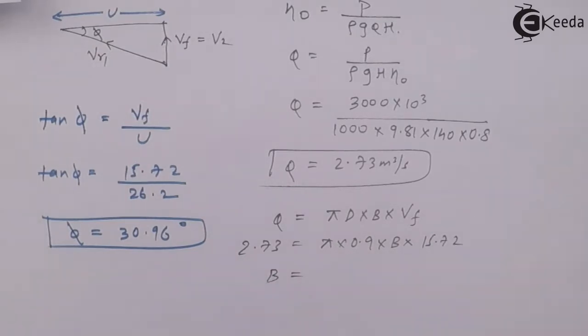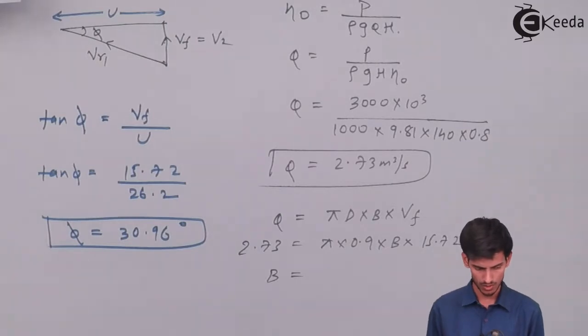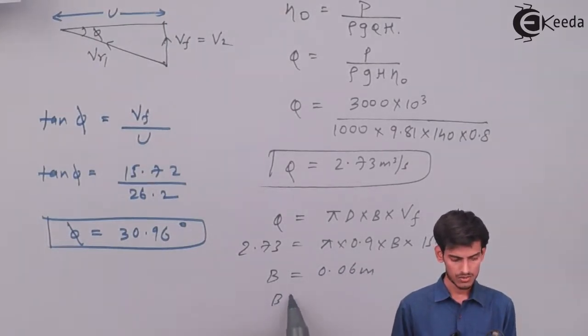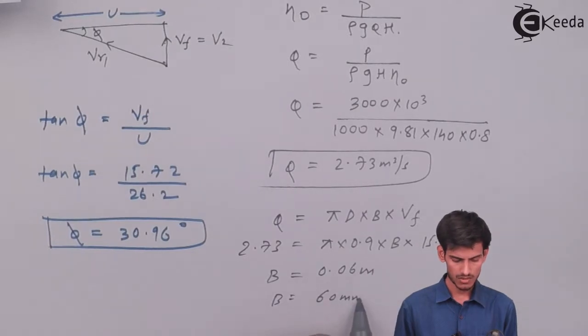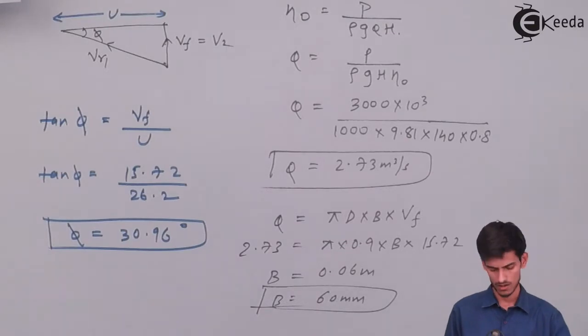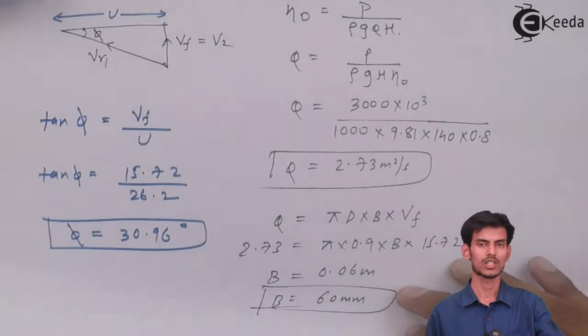Once you rearrange and solve, the value of B comes out to 0.06 meter. So in terms of mm, it comes out to 60 mm. So that is the value of the width of the runner. So that was all about this question. Let's move on to the next question now.